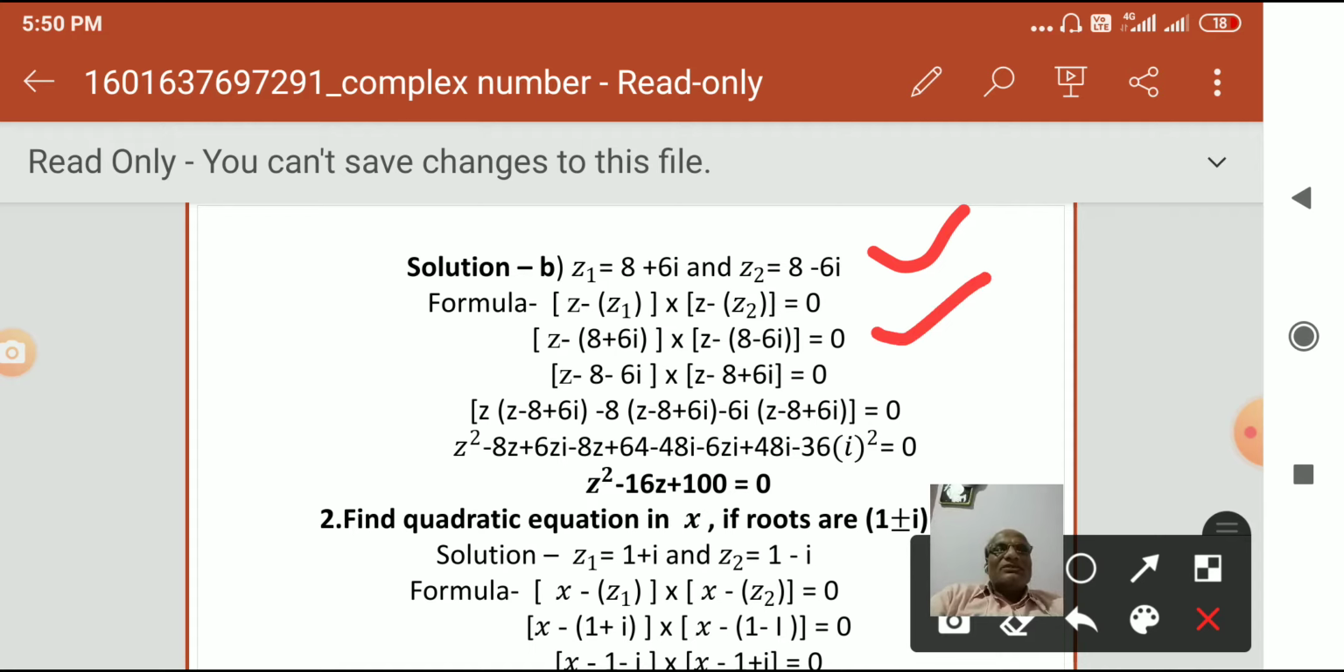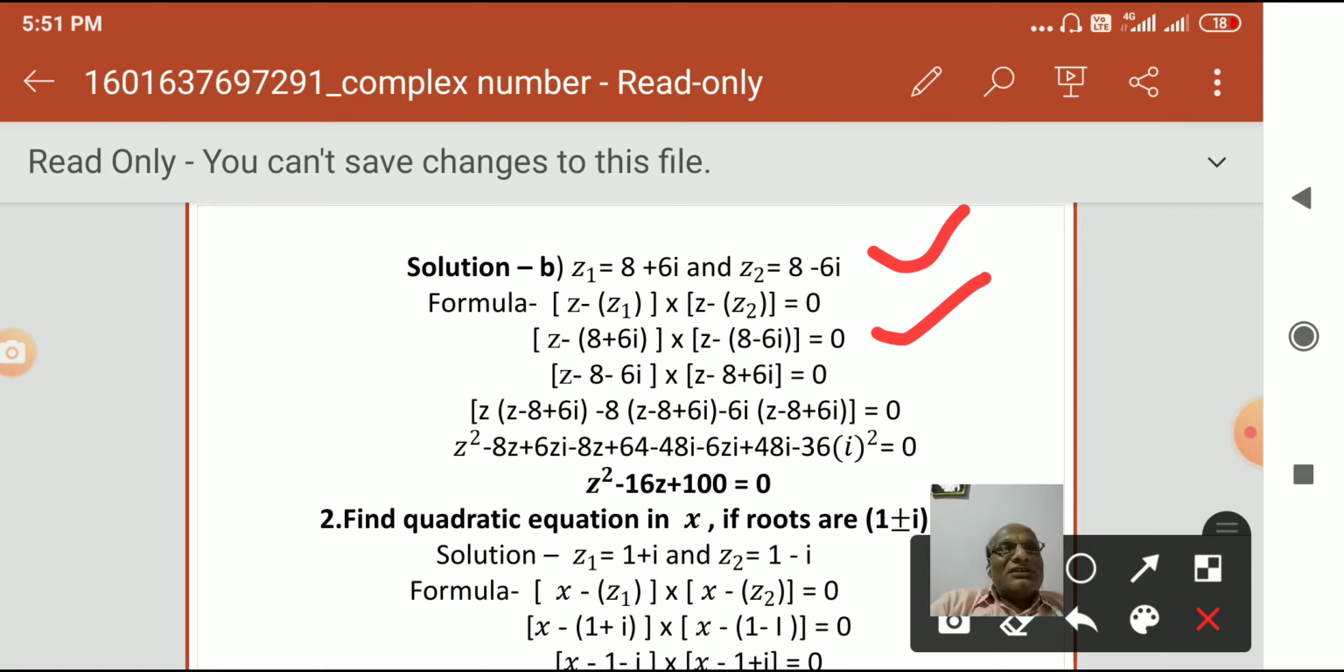Now substitute the values. z minus first complex root, that is 8 plus 6i, bracket complete, multiplied by z minus second complex root, that is 8 minus 6i, bracket complete. Solve this, equate to 0. First solve the inner brackets: the minus sign is outside, so z minus 8 minus 6i, first bracket, multiplied by z minus 8 plus 6i, second bracket.